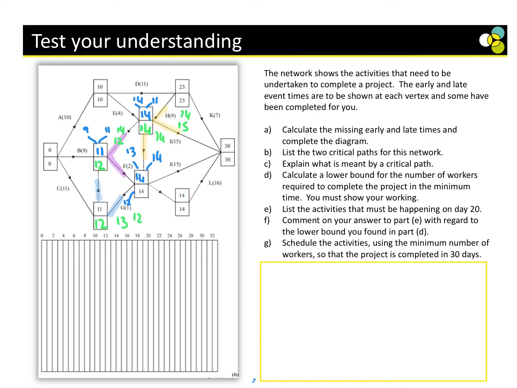Now what are we going to do? Okay, so now what we're going to do is list the two critical paths. Now remember, critical path has a float of 0. So let me just rub out everything we don't need now, so it's easy to see what's happening, or else it gets too colourful.